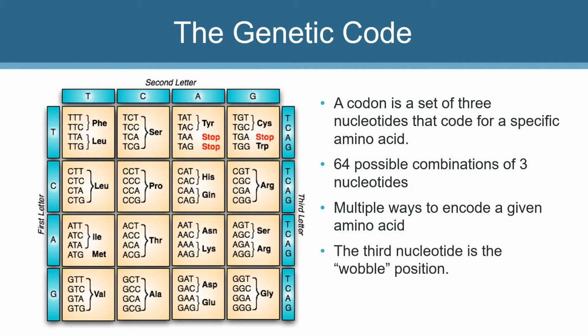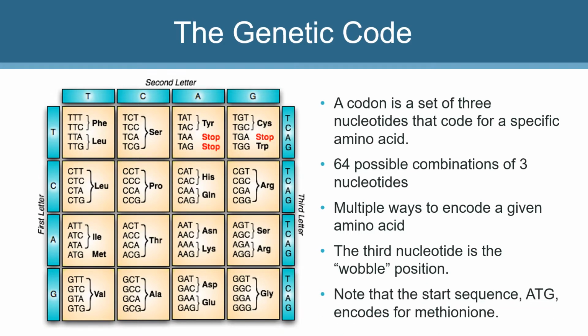The third position of a codon is called the wobble position. It is the nucleotide that can be variable in the genetic code. If a mutation occurs in the wobble position, it is less likely to cause a change in the protein than mutations that occur elsewhere. Note that the start sequence ATG encodes for methionine.